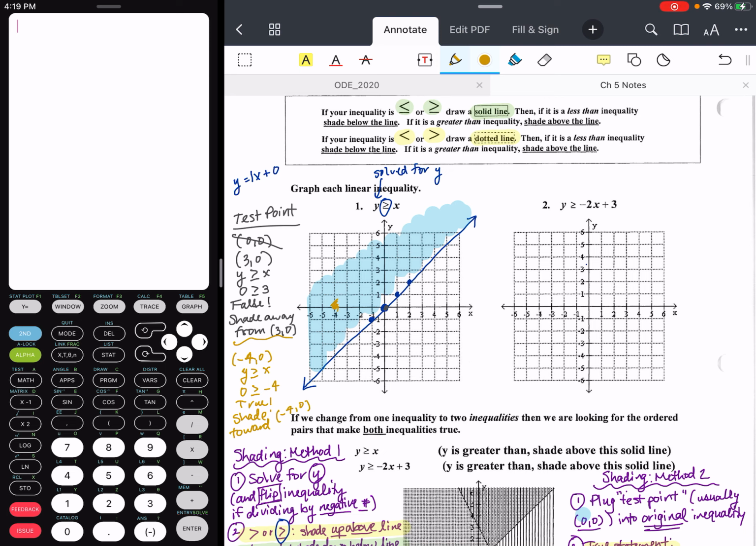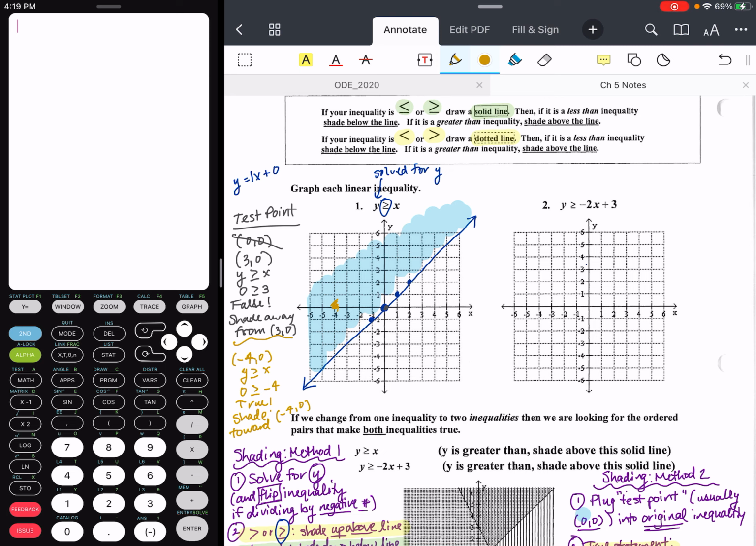And we did that, right? We have shading at negative 4, 0. We shaded toward that test point. So your test point will typically be 0, 0, but even if it's something else, plug that in, see if it's a true or false statement, and then either shade toward that point if it's true, or shade away from that point if the statement is false. So that's how you use that shading method with the test point.